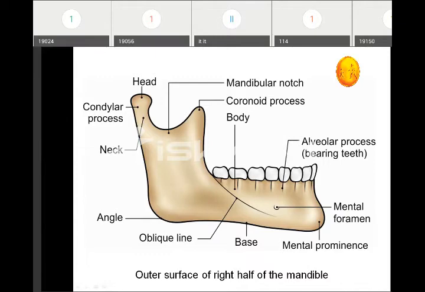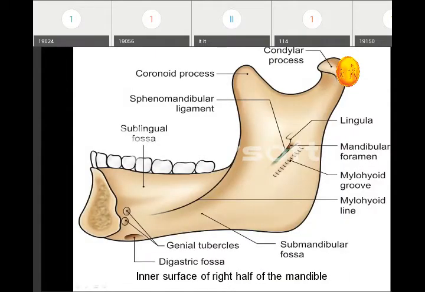Its outer surface is almost flat with some bony ridges over it, whereas the inner surface shows one foramen in the middle or center of the ramus, which is known as the mandibular foramen. This mandibular foramen continues inside as the mandibular canal.